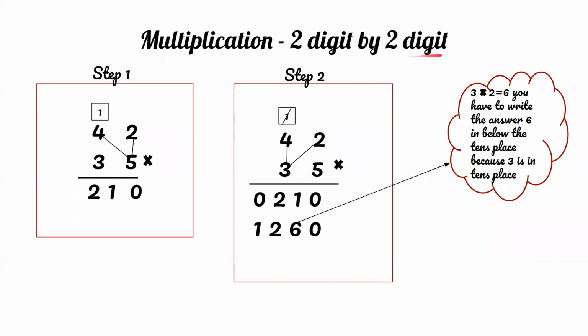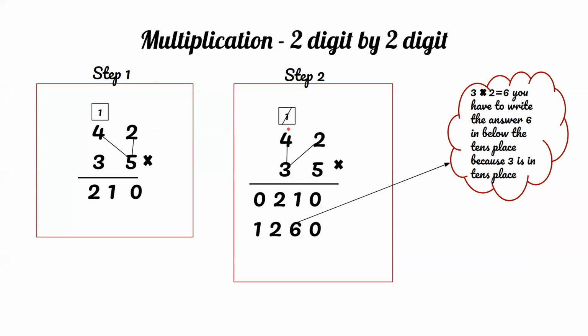Multiplication 2-digit by 2-digit. First we do 5 times 2, which is 10, so we put the 0 in the ones place and 1 in the tens place. 5 times 4, which is 20. 20 plus 1 equals 21.